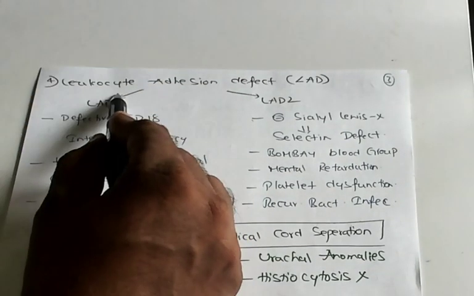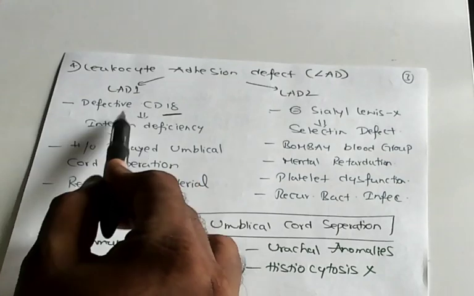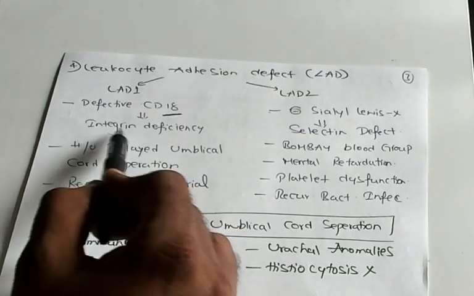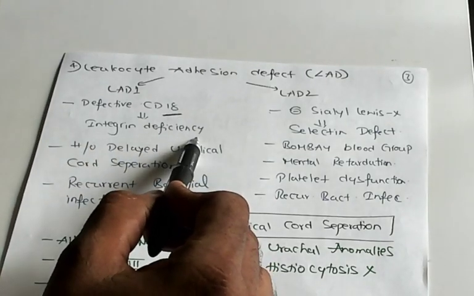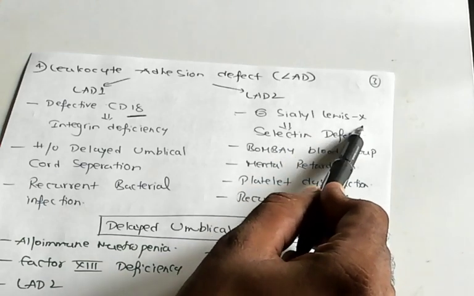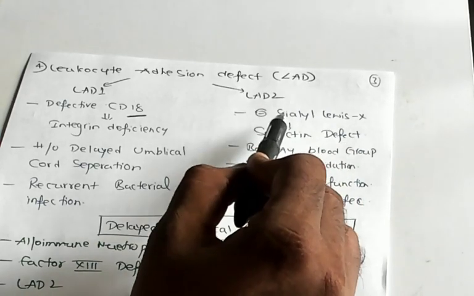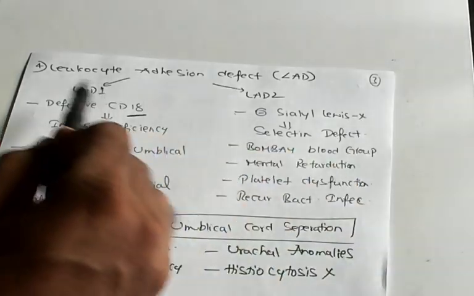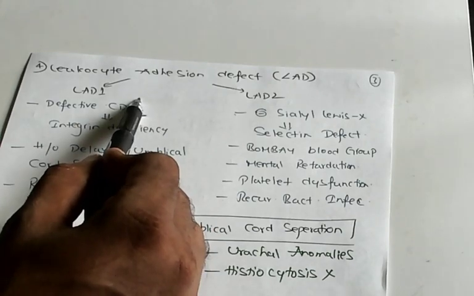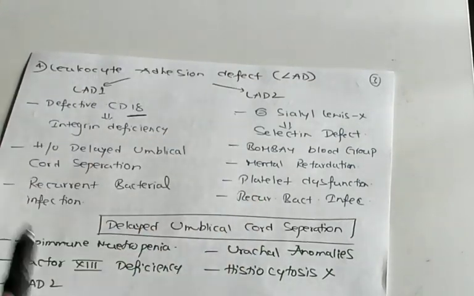So doctor, leukocyte adhesion defect has 2 types, LAD1 and LAD2. LAD1 is because of a defective CD18, do not forget the number CD18, because of that integrin deficiency is there. Whereas Lewis 10 factor is missing in LAD2, because of that selectin deficiency. How will you remember? 2 is second, selectin deficiency. LAD1, 1 is initial, I is integrin deficiency. LAD1 is integrin, CD18.